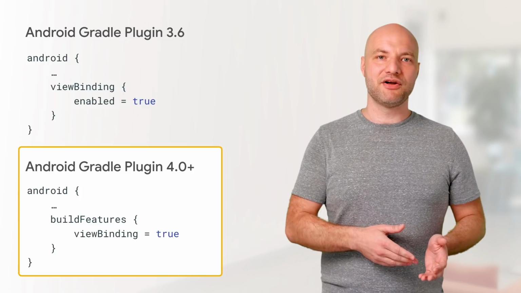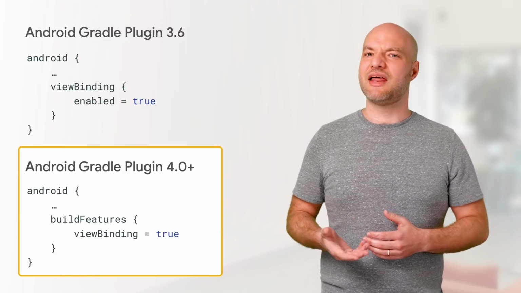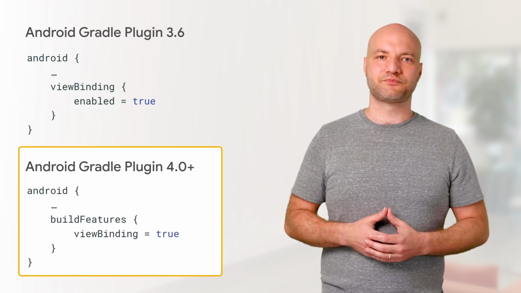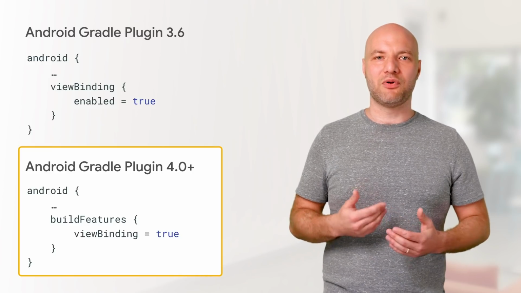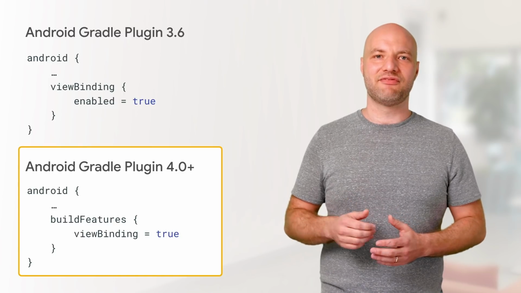To use it in your module, enable it in your build.gradle file. You don't need to include any libraries to use ViewBinding. When you enable the compiler, it will automatically recompile your project and generate binding objects for every layout.